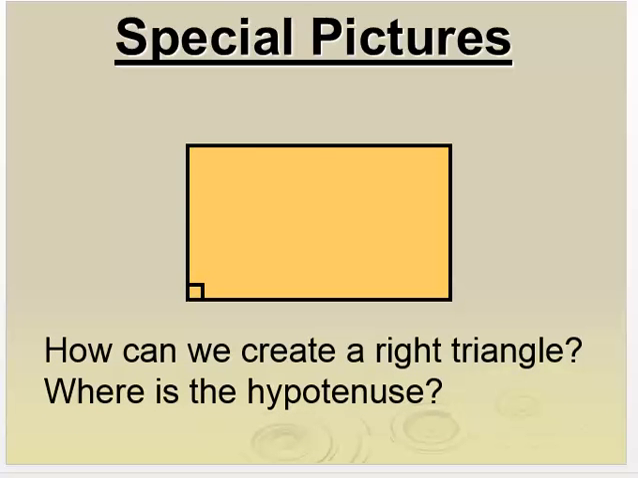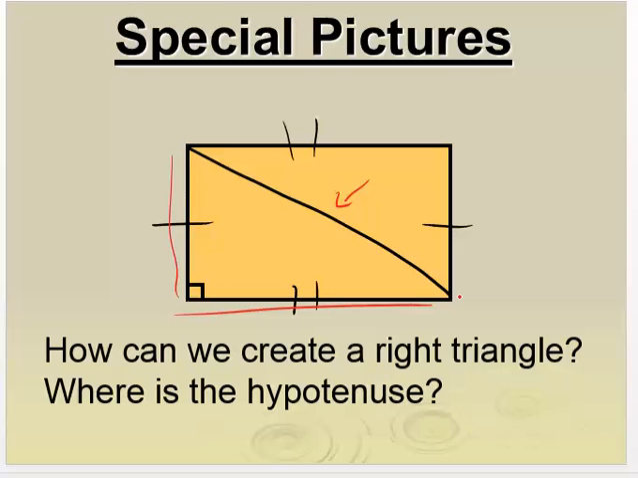Next special picture is our rectangle. How do we create a right triangle? Again, we're going to draw on the diagonal. And then where is the hypotenuse? Also, once again, our hypotenuse is our diagonal we drew in. So if we're given some side lengths, we can use c squared equals a squared plus b squared. And where the sides are your legs, your a and b, the diagonal is your hypotenuse.